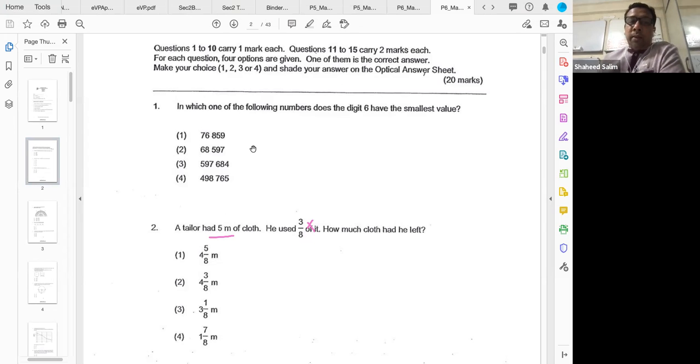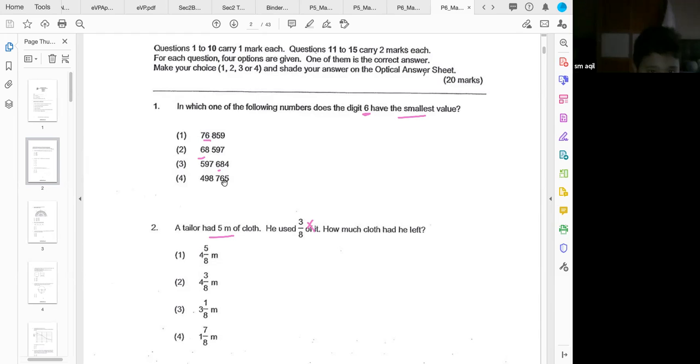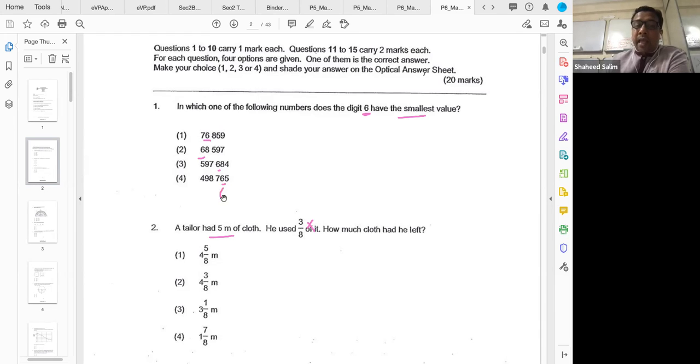Shakil, what's the answer for question number 1? Which one of the 6s has the smallest value? So you look at the 6 here. What's the value of 6 here? Number 4. Number 4, correct. Because this is 60 only, this one is 600, this is 60,000, this is 6,000. Well done. Number 4 is correct.